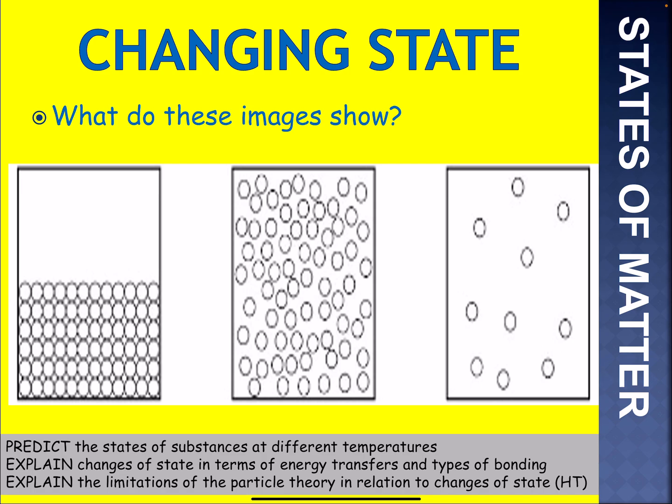Okay, well, looking at this, you can see the particles in A are in a regular pattern. They're tightly packed together. In B, there's no pattern. They seem to be spread out a little bit more, and they seem to be moving around. And in C, the particles are spaced out. There's hardly any force of attraction between the particles. And once again, they're just moving in a random direction.